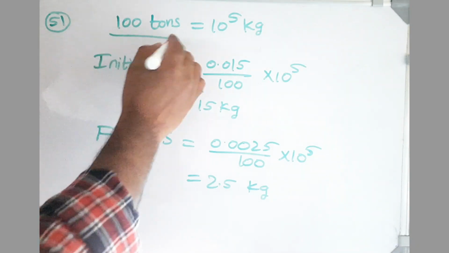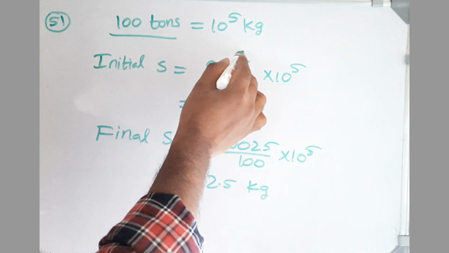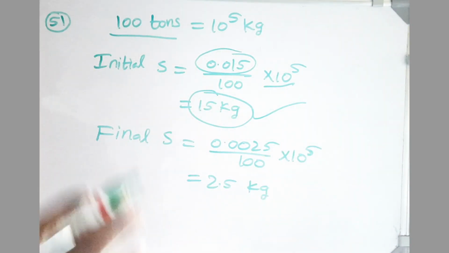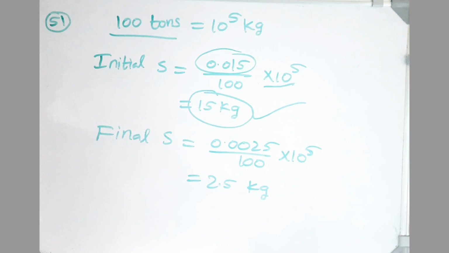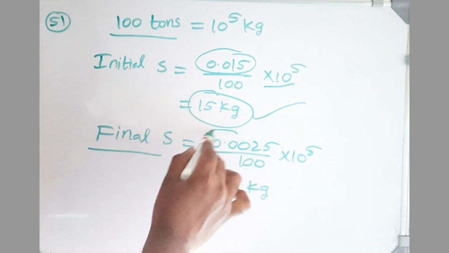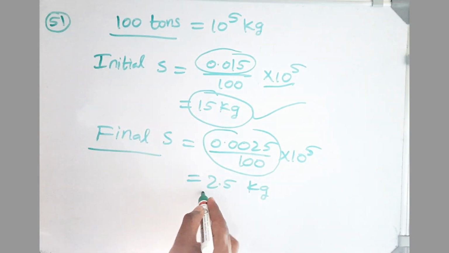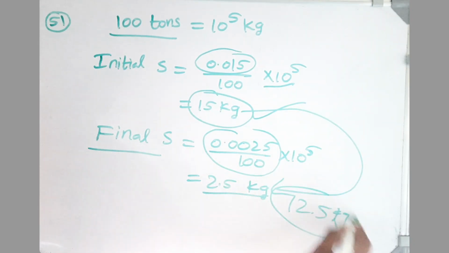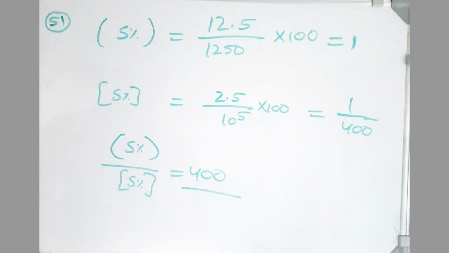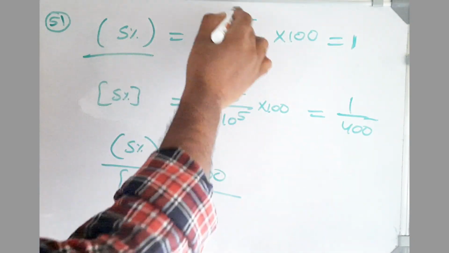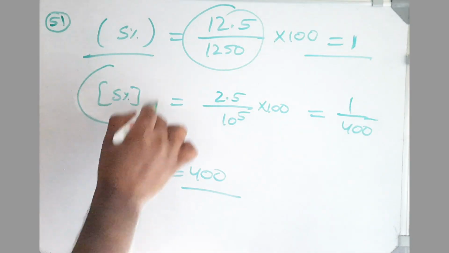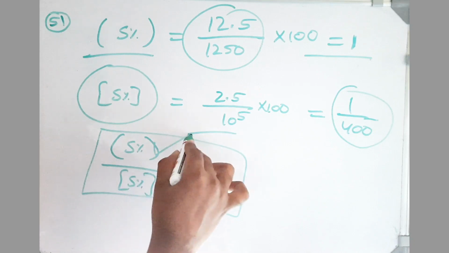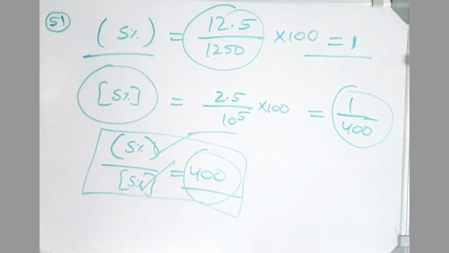Friends, 100 tons of steel consists of 0.015% sulfur. So out of this, we get 15 kg of sulfur initially before desulfurizing using a special slag. The final sulfur is 0.0025%, which is 2.5 kg. So the difference, 12.5 kg, went into the slag. So friends, the weight percentage of sulfur in slag is given by this. On solving we get 1, and for the metal we get this, 1 by 400. So the final desulfurization index, the weight percent of sulfur in slag divided by that in metal, is 400.